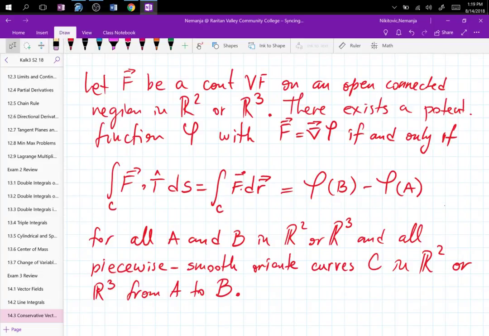Remember how you had a line segment that goes from (0, 0) to (5, 5), and then you had the vector field? If that vector field is conservative, you get to plug (0, 0) and (5, 5) into the potential function and compute the line integral like this. Yes? What does it say after smooth? After smooth, oriented curves, there is a D at the end which is silent. Oriented curves C in R2 or R3 from A to B.